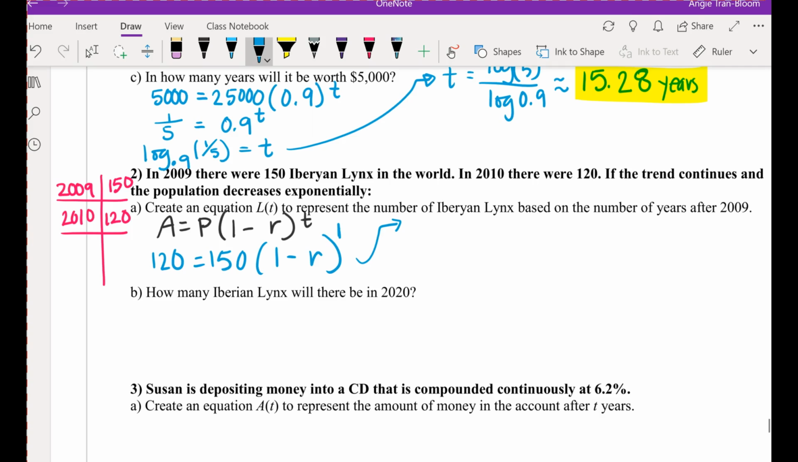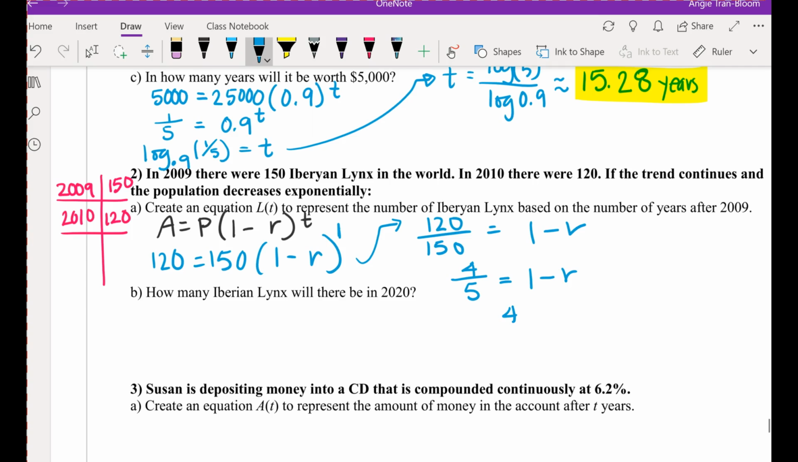Divide by 150 on both sides. Good. Divide both sides by 150. Take your calculator, give it to me as a reduced fraction really quickly. Ashley, whenever you're ready, give me that 120 divided by 150 as a fraction. Four-fifths, perfect.